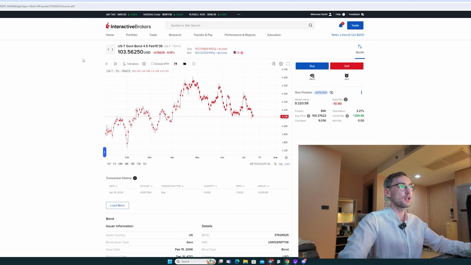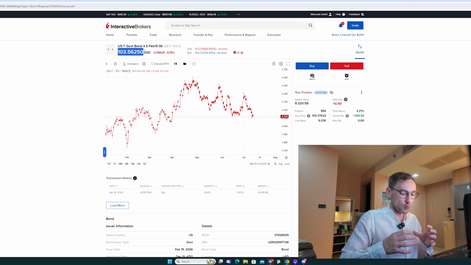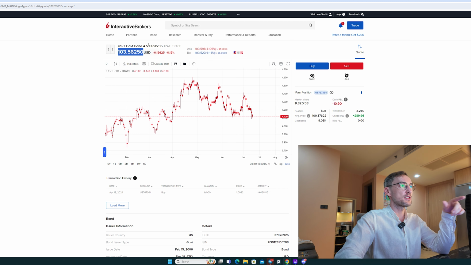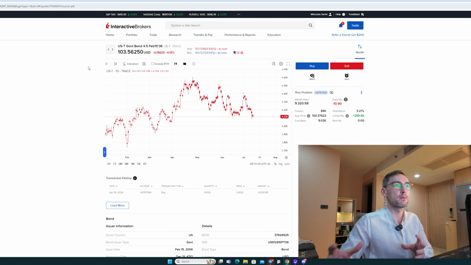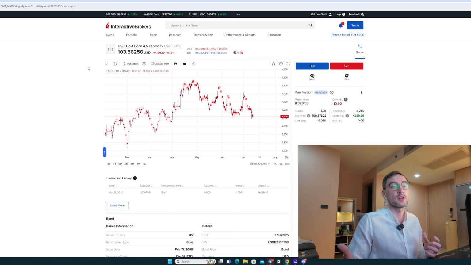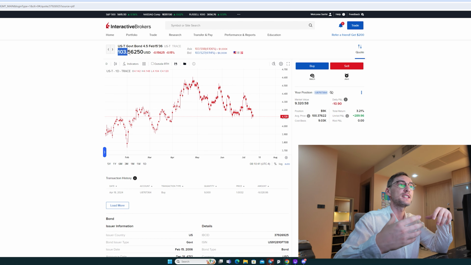It's important to say that all the market prices, so how much this bond costs now, are defined per each $100 of the bond. So the coupon, which is 4.5%, is paid per these $100 of the bond. But these $100 of a bond have a market value. And as you can see, currently these bonds have a value of $103.56 for every $100 of the debt.